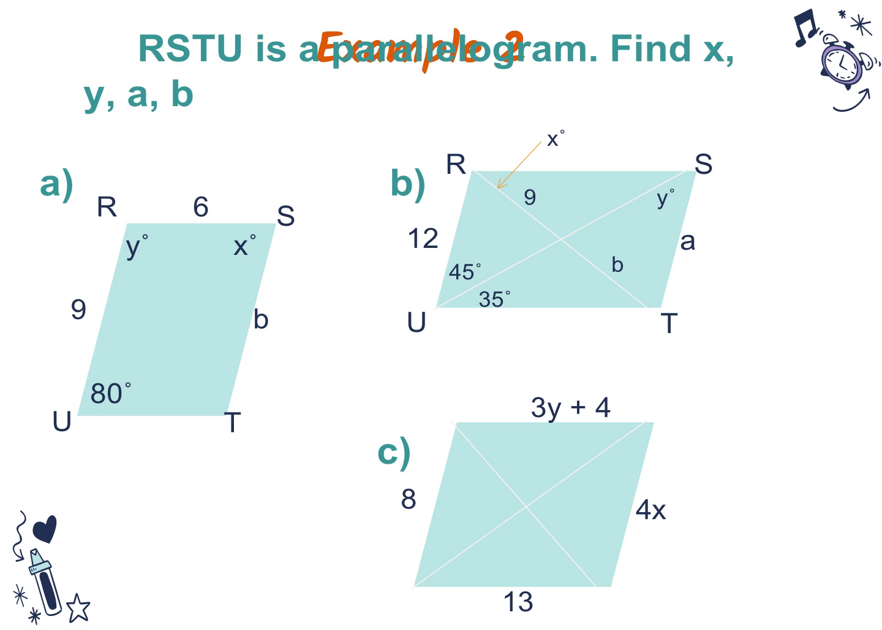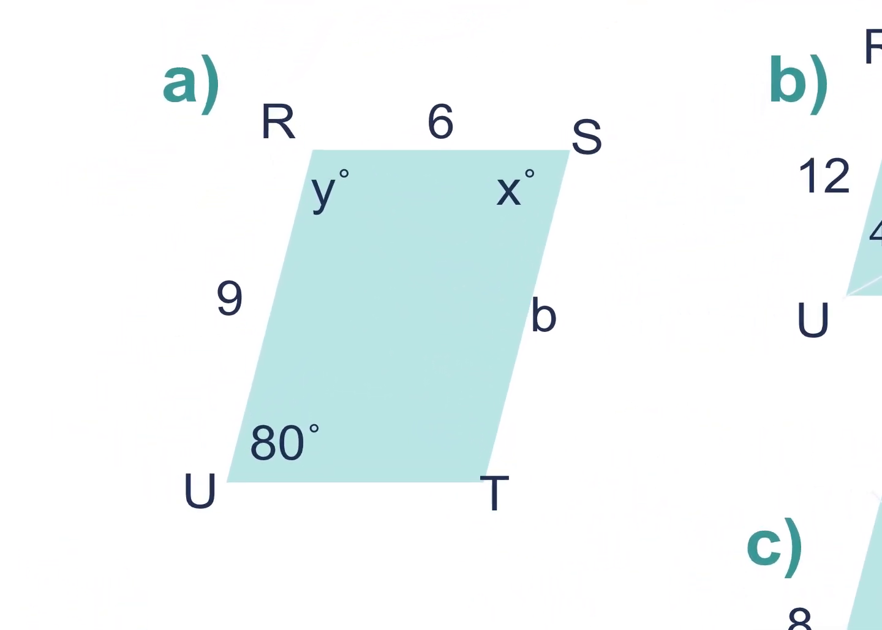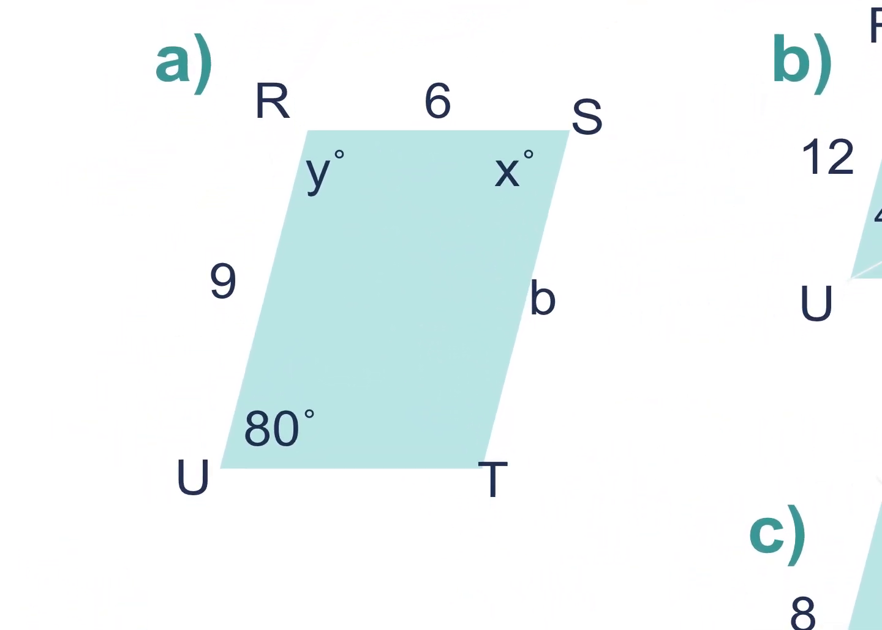All right, they want you to find X, Y, A, and B. So now that we know what's congruent and what angles are the same, we can find some obvious answers here. Which one do we know is congruent? We're looking for A, B, and X and Y. B is going to be 9 because they're congruent. X is 80. How do we know that? Because they're opposite angles.